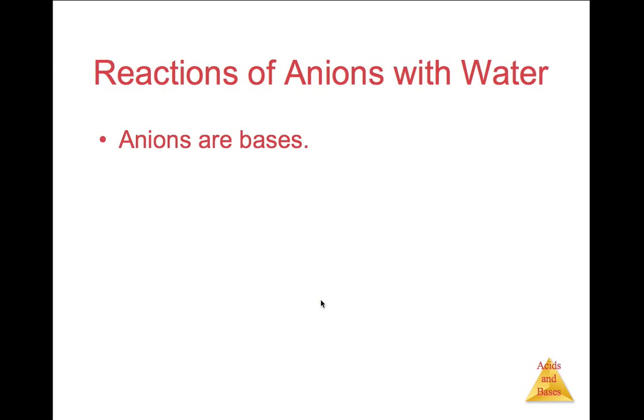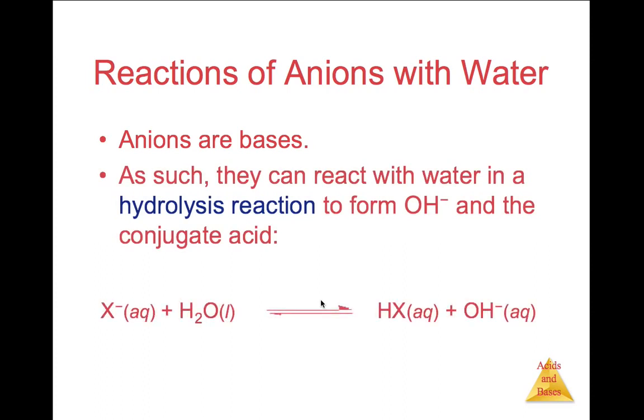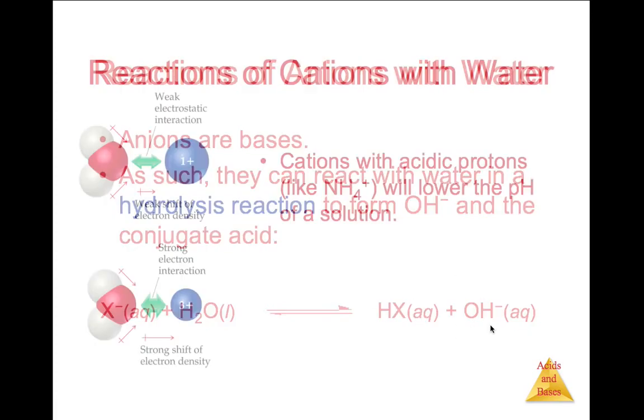So what about salts? Are salts acidic, basic, or neutral? Well, the word is, it depends. If you have an anion of a salt, it can act as a base, depending on where it came from. If the anion came from a weak acid, it will act as a base. As such, it can react with water in what's called a hydrolysis reaction to form OH minus and the conjugate acid. You can see right here the anion reacting with water to form the weak acid, the conjugate acid, and the conjugate base, OH minus.